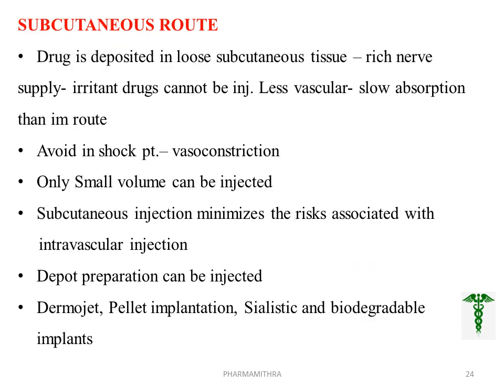Subcutaneous route. Here the drug is deposited in the loose subcutaneous tissue, which is richly supplied with nerves but is less vascular. Here irritant drugs cannot be injected, and absorption is slower than the IM route. It should be avoided in shock patients who are vasoconstricted, as absorption will be delayed. Only a small volume can be injected through this route. Subcutaneous injection minimizes the risk associated with IV injection.